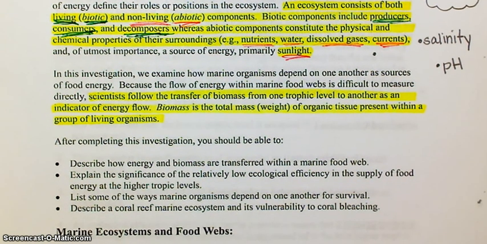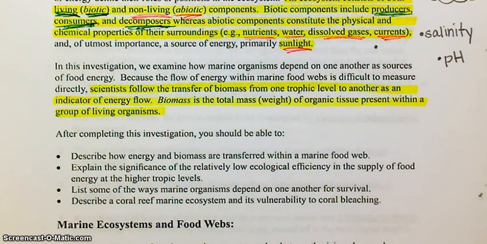After completing this investigation, we're going to be able to describe how energy and biomass are transferred within a marine food web. We'll be able to explain the significance of the relatively low ecological efficiency in the supply of food energy at higher trophic levels. We're going to be able to list some of the ways that marine organisms depend on one another for survival and describe a coral reef marine ecosystem and its vulnerability to coral bleaching.